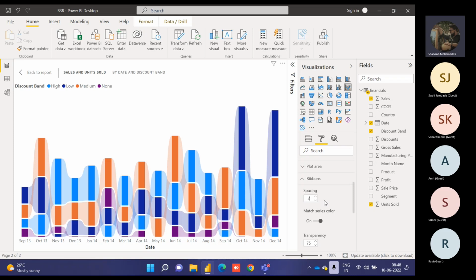Any questions for this visualization, the ribbon chart? Okay, any questions for this? No, sir. Okay.